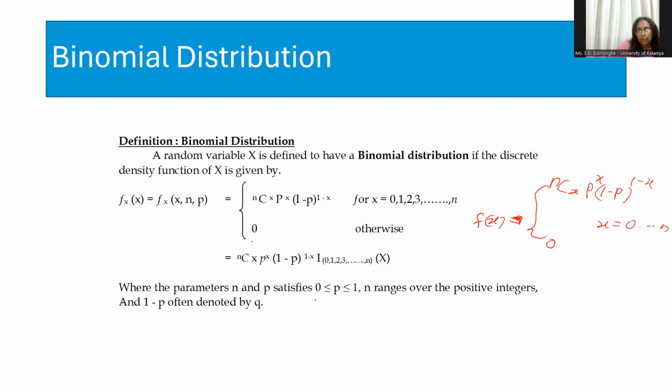Here the parameters n and p satisfy 0 less than or equal to p, that means the probability of getting success, less than or equal to 1, and n ranges over the positive integers, and 1 minus p is often denoted by q. Same thing as the Bernoulli trials, Bernoulli distribution.